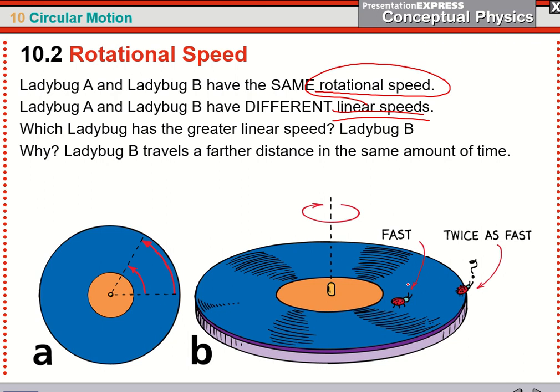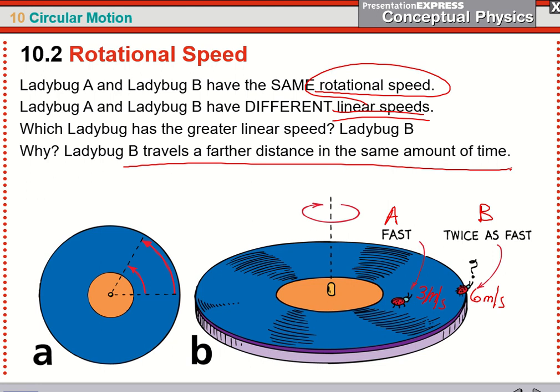Ladybug B. So it might not be labeled. So this is A, this is B. This one has twice the speed. Why? Because it's twice as far away. So this would be the one that's going like 6 meters per second. This one only had to go, let's say, 3 meters. So it would be going 3 meters per second if they go around once every second. So Ladybug B travels farther in the same amount of time, therefore Ladybug B must have been going faster.